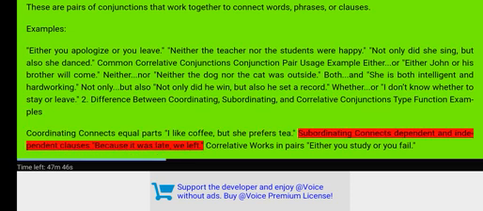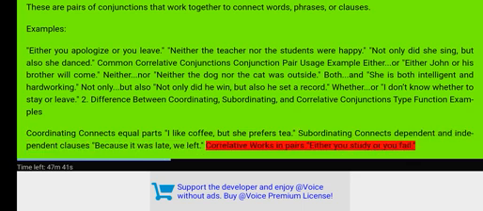Subordinating conjunctions connect dependent and independent clauses. Because it was late, we left. Correlative conjunctions work in pairs. Either you study or you fail.